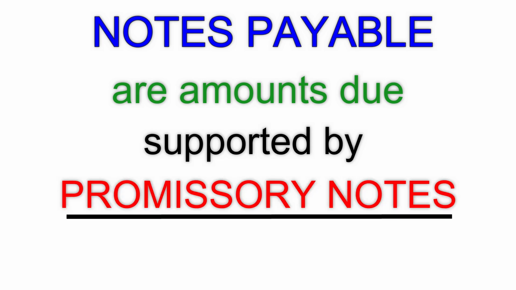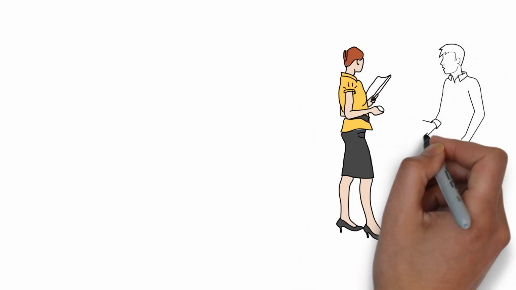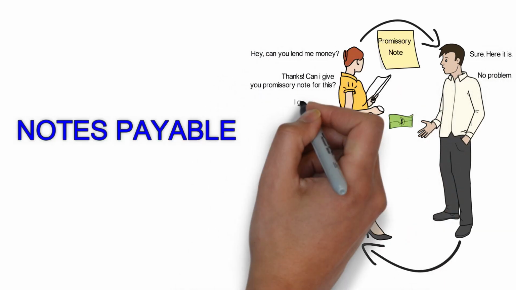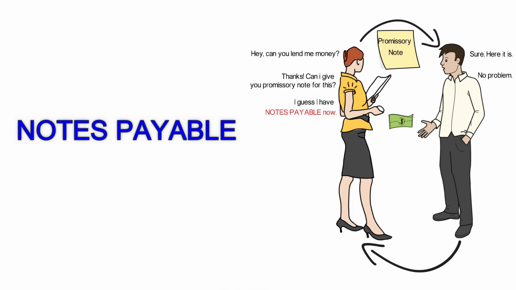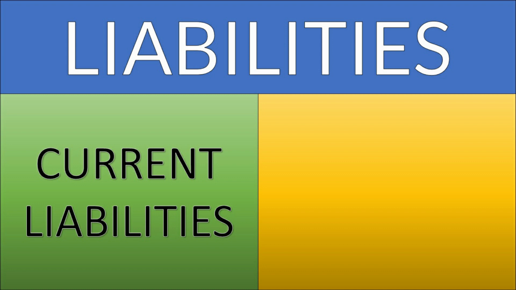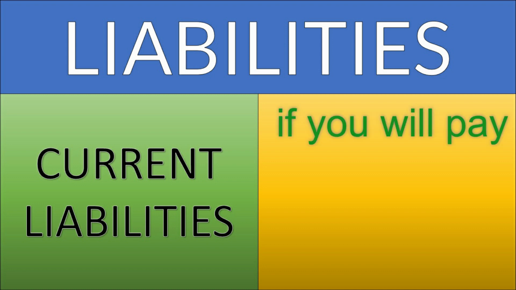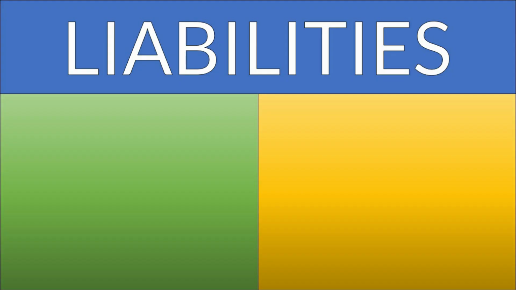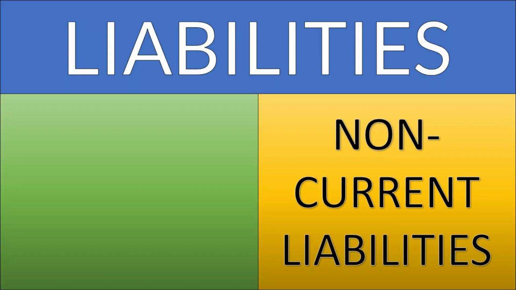Another example of a current liability account is notes payable. Notes payable are amounts due to third parties supported by promissory notes. When you acquire debt and you give a promissory note promising to pay the debt amount at a specified date, this is notes payable. These are common current liability accounts. Take note, if they are to be paid 1 year or below the reporting date or cut-off date, then it is a current liability. Next, I will talk about non-current liabilities.